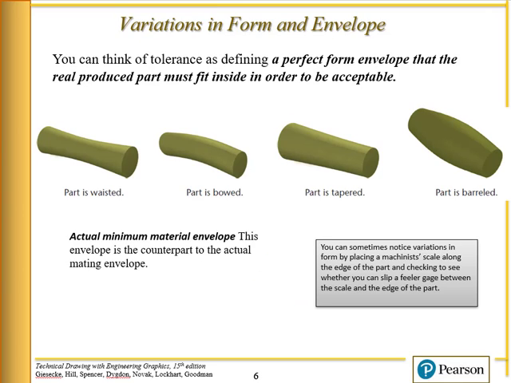Now, parts aren't perfect. Okay, so a perfect form envelope. You can think of tolerancing as defining the perfect form envelope that the real produced part must fit inside. So if the part is waisted, or it has bows in it, or it's tapered, or it's barreled, it still has to be toleranced such that it's going to fit at the next level assembly.